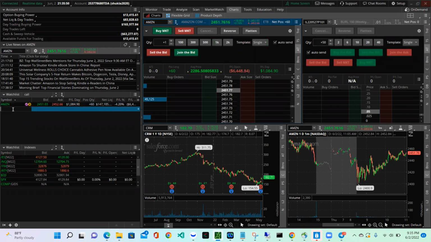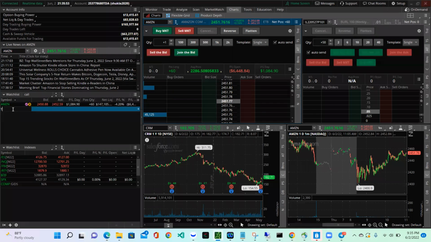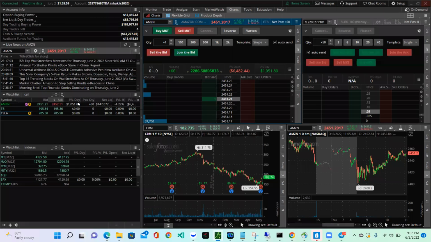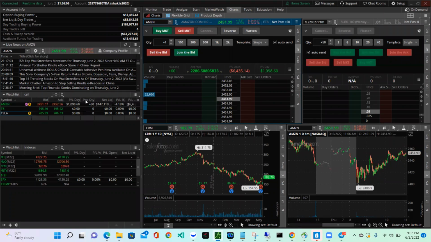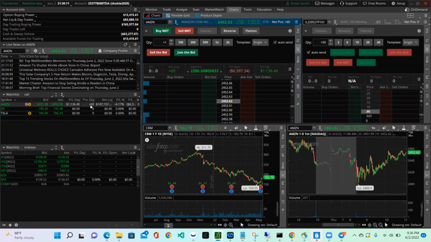For example, I can just enter Tesla, and I'll also enter Facebook here. It will bring up the details of the stocks, whether you're holding any positions. You can see here I'm holding 60 positions for Amazon, right? Obviously I'm waiting for the split. If I move this into the charts, it'll automatically show me details, so I can either buy more or sell on the right-hand side in the active trading window.